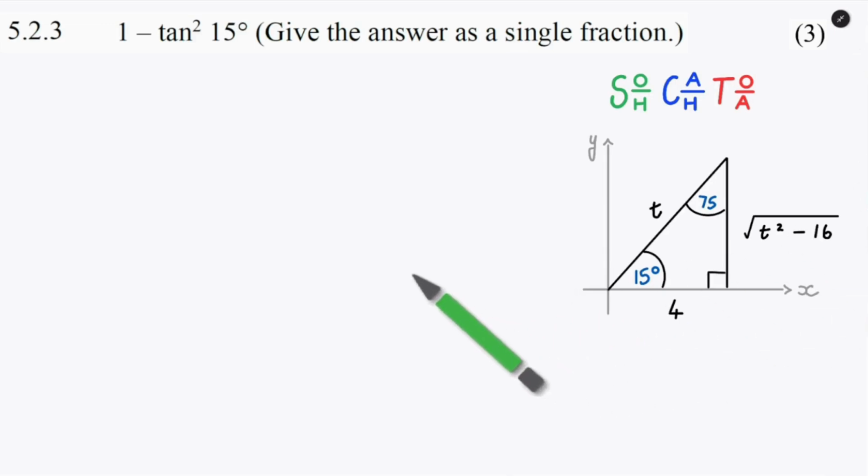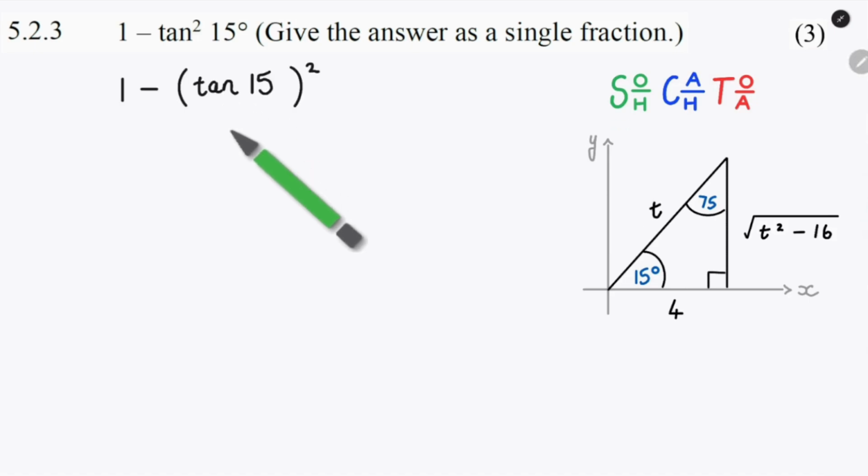And rounding out question 5, we need 1 minus tan squared 15, and we need to give the answer as a single fraction. So how we cope with squares is we put them on the outside and we replace tan of 15 using TOA and our sketch. So let's go ahead and get tan of 15. Opposite over adjacent, I'm using 15. So opposite over adjacent, the root over 4.